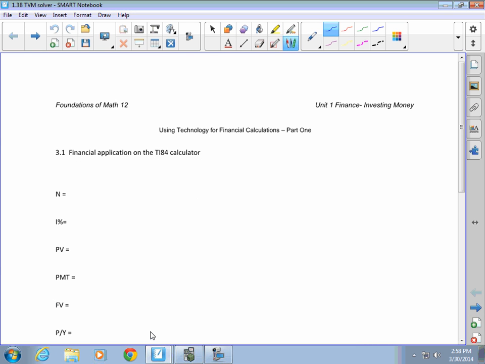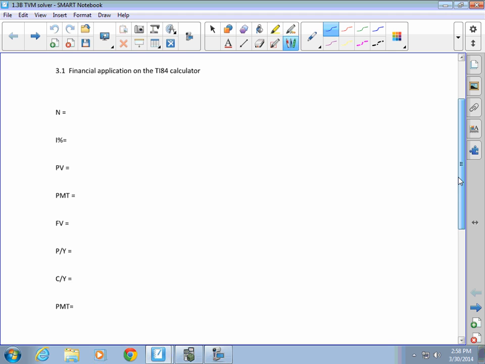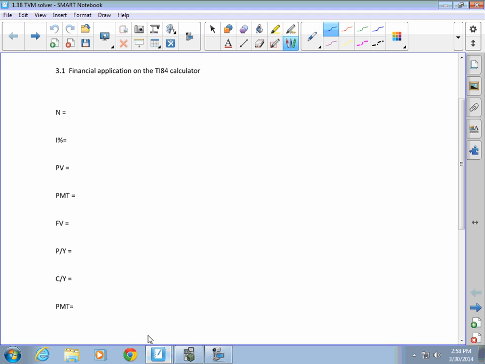Okay, so you have this page in your booklet there. It looks a little bit different than mine because I got rid of a couple of the headings, but it's the same basic stuff. So on your TVM solver, I don't have the screen up yet, I'll come back to the screen in a second. When we go to the TVM solver screen, what you need to know is what each one of these symbols stand for.